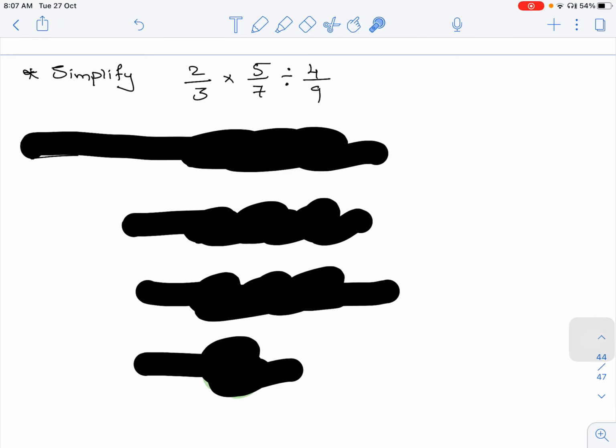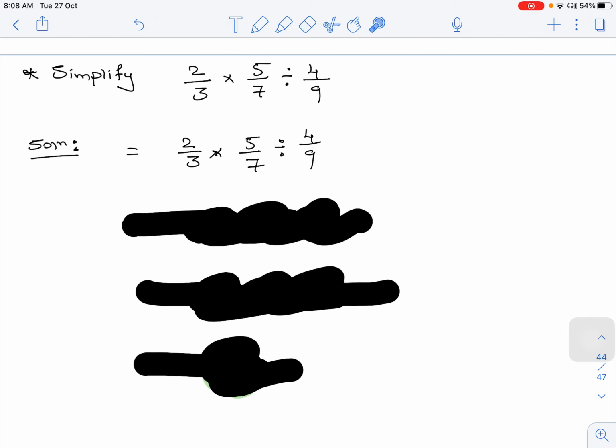Now in this example it is given that we have to simplify, that is, write this in simple form: 2 upon 3 multiplied by 5 upon 7 divided by 4 upon 9. First we have to write the same expression as it is. Solution equals this. Now, no cancellation is possible over here.